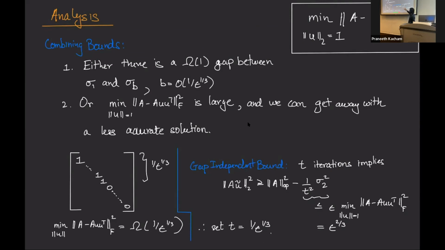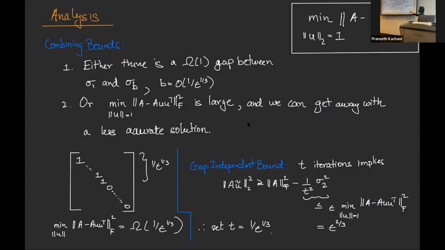To translate between this additive error and the optimal solution, we use the Pythagorean theorem. But take my word for it, you want this additive error to be comparable to epsilon times opt. And we just showed here that opt has to be at least 1 over epsilon to the 1/3. So it suffices to get additive error which is epsilon to the 2/3. Then, if you notice the nature of this guarantee, you can just set t to be epsilon to the 1/3 and get additive error which is exactly what you want.